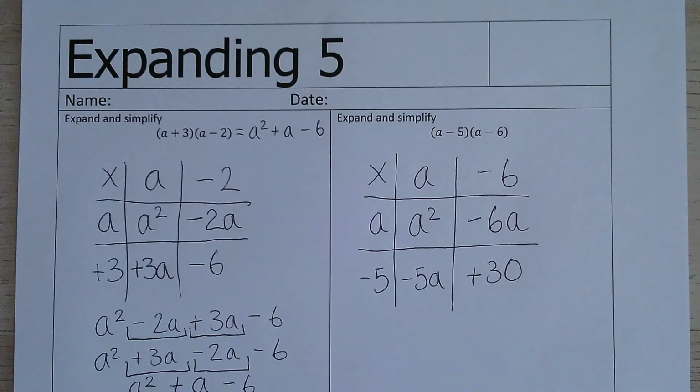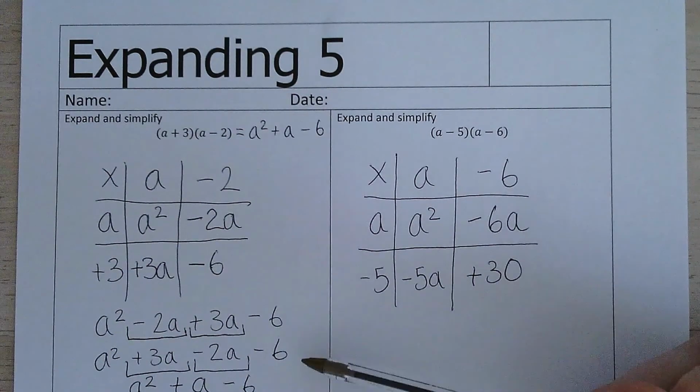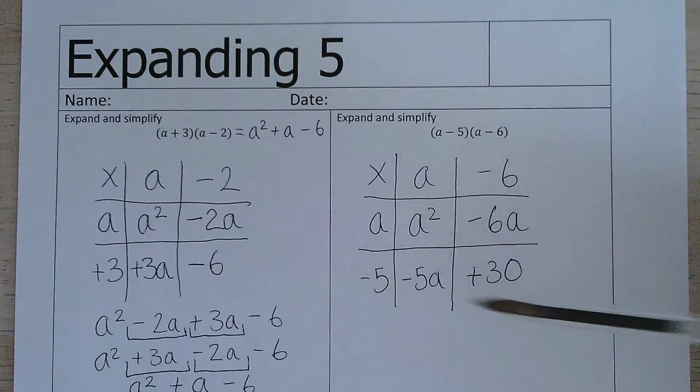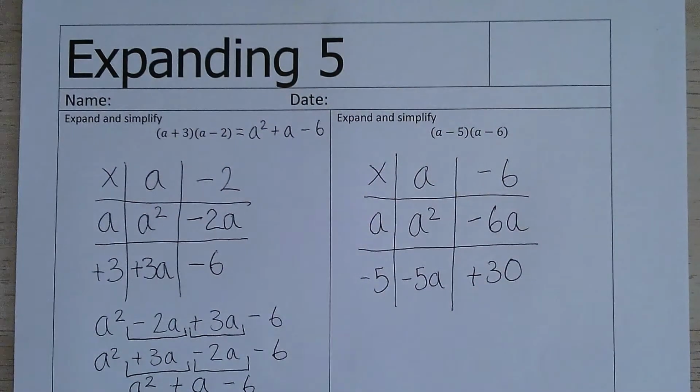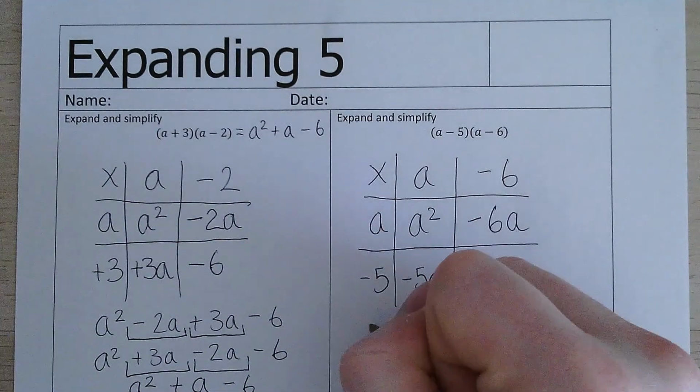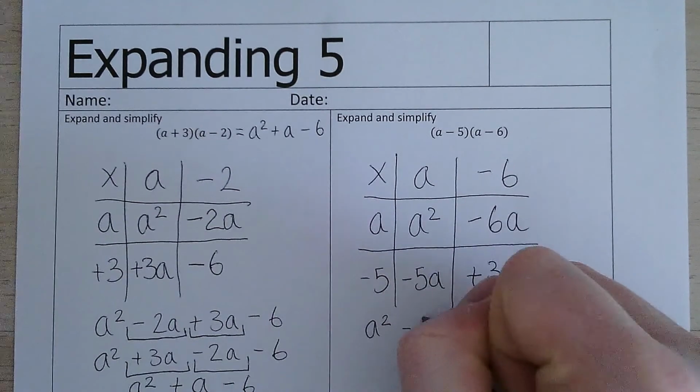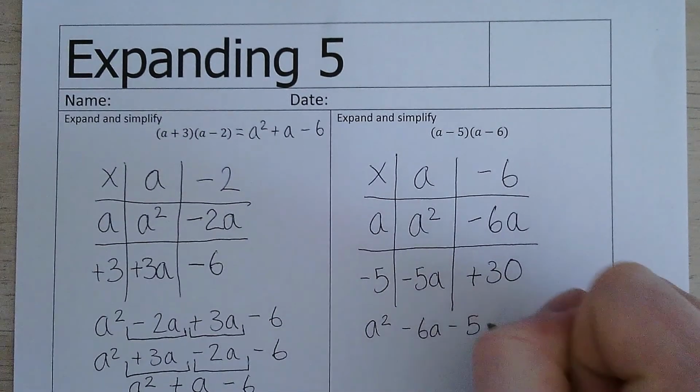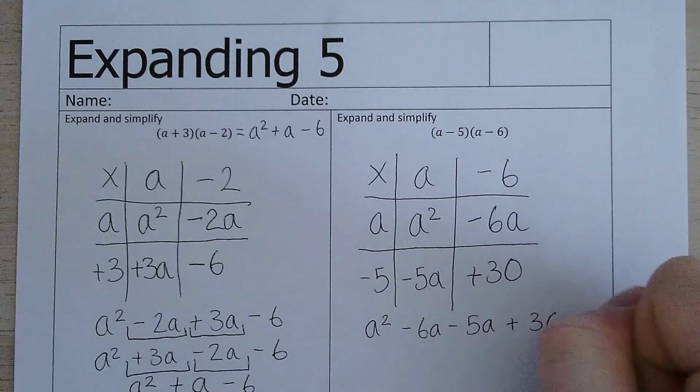Once we've got all 4 parts of the answer, we need to write them down in a line. To save us some effort from the last question, instead of having to write it out twice, I might want to think, is there a certain way I want to write out these 4 terms? Because both of these terms are negative, the order of writing them isn't really going to make too much of a difference, so we'll just write the 4 terms out. A squared minus 6a minus 5a plus 30.